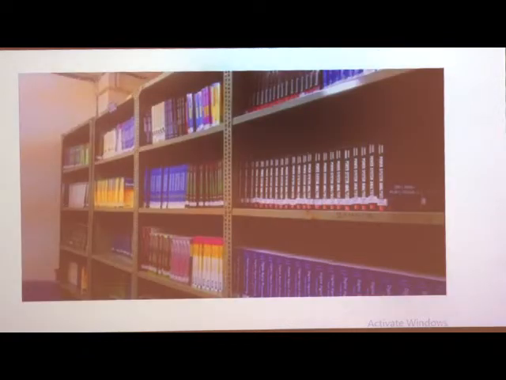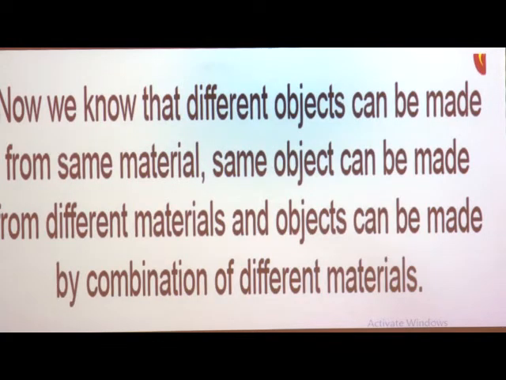Now you can see this is an image of a library where books are kept in a proper way, like maths books are kept on one shelf and the other subjects' books are kept on other shelves. So this is material which is sorted according to subjects, and arranged in a proper way. Okay, so this was an example.